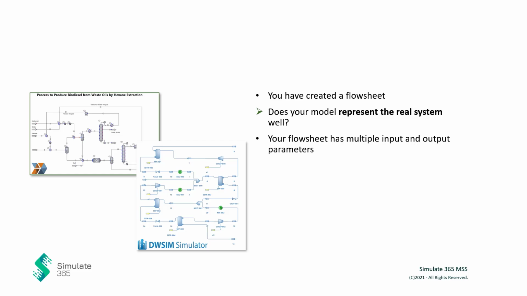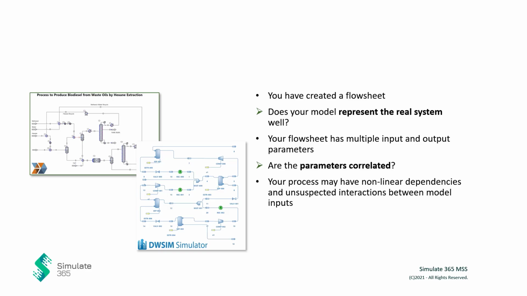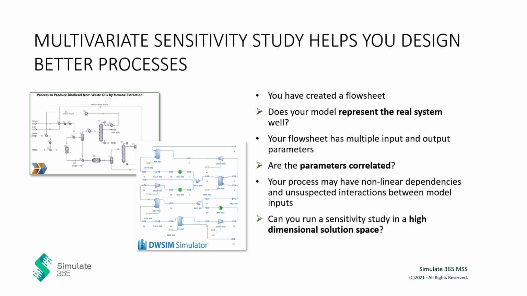Now, you ask yourself the question, does your model represent the real system well? Your flowsheet has multiple input and output parameters. Are the parameters correlated? Your process may have nonlinear dependencies, or show unsuspected interactions between model inputs. Can you run a sensitivity study in a solution space of more than 3 dimensions, so that correlations are revealed? Our Simulate 365 multivariate sensitivity study helps you design better processes.